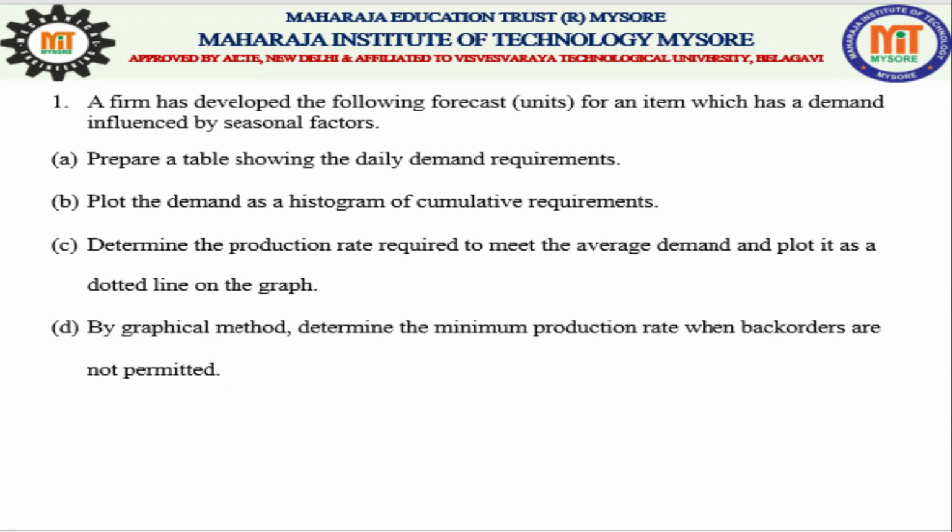The problem reads: a firm has developed the following forecast in units for an item which has a demand influenced by seasonal factors. A, prepare a table showing daily demand requirements. B, plot the demand as a histogram and as a cumulative requirement. C, determine the production rate required to meet the average demand and plot this as a dotted line on the graph. D, by graphical method, determine the minimum production rate when back orders are not permitted.